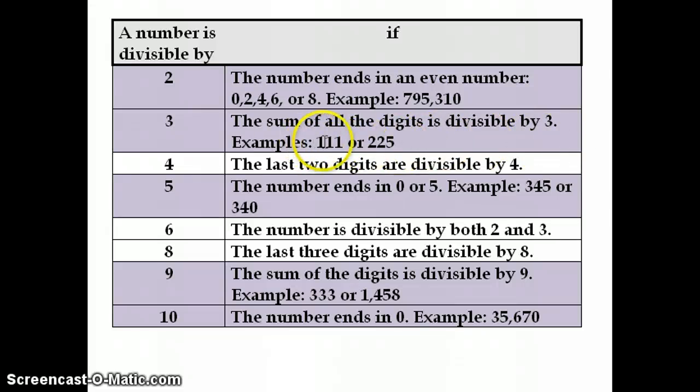So here's an example, 111. If we add up those digits, 1 plus 1 plus 1, we get 3. And 3 is divisible by 3. So we know that that entire number, 111, is divisible by 3. Here's another example, 225. Add up those digits. 2 plus 2 is 4. 4 plus 5 is 9. And 9 is divisible by 3. So we know that that entire number, 225, is divisible by 3.